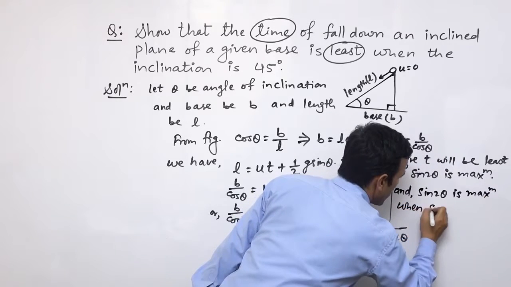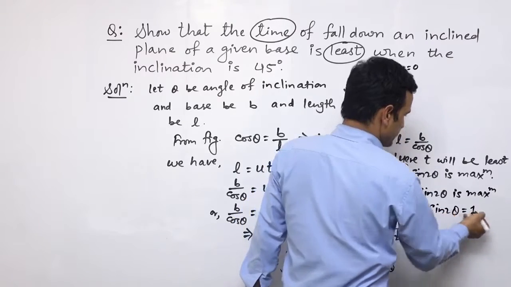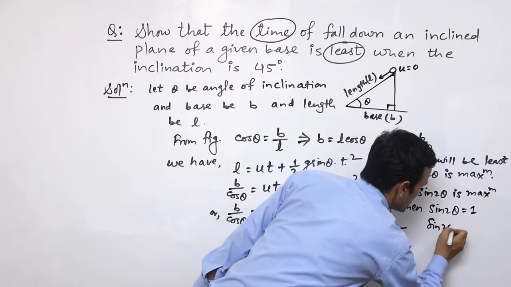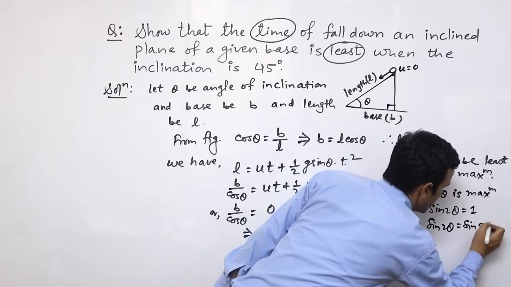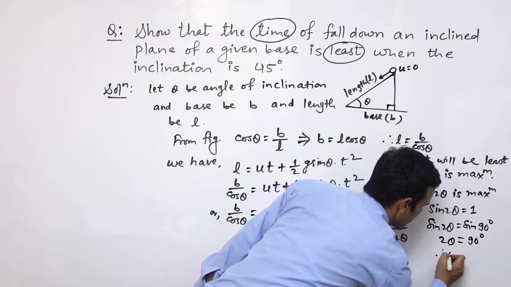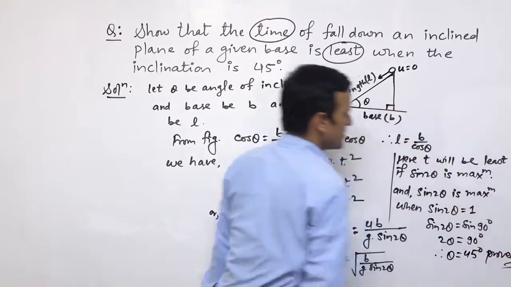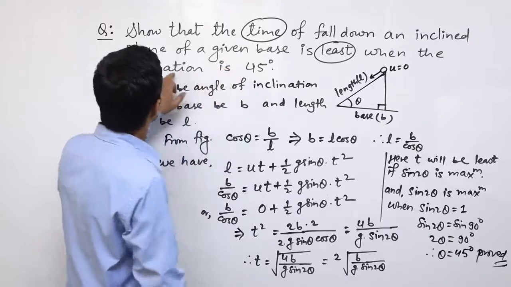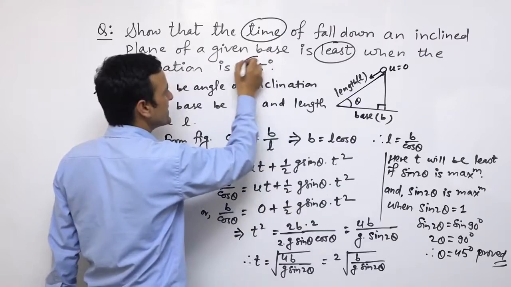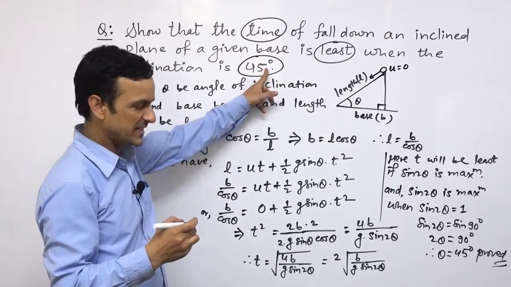This is when sin 2 theta is equal to 1. 1 means it is sin 90, so 2 theta is equal to 90 degree, therefore theta is equal to 45 degree, which is proved. So in this way we can find out that the total time taken is least for 45 degree.